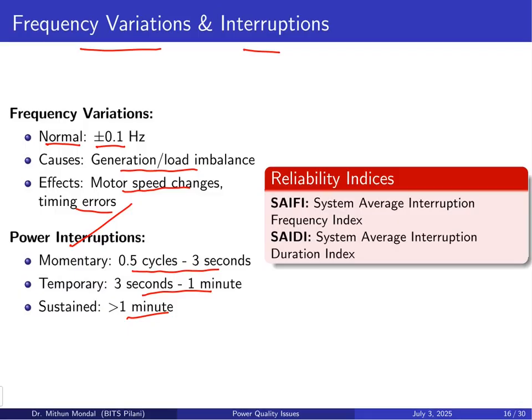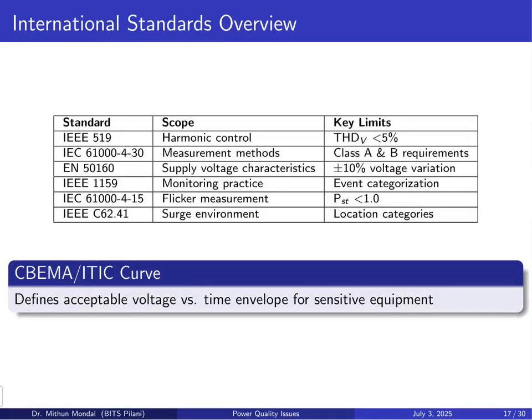The reliability indices that we use: one is SAIFI, which is System Average Interruption Frequency Index. The second one is SAIDI, which is System Average Interruption Duration Index. So one is measured in terms of the frequency and the other is measured in terms of the duration. So these two reliability indices are basically used to measure the interruptions.